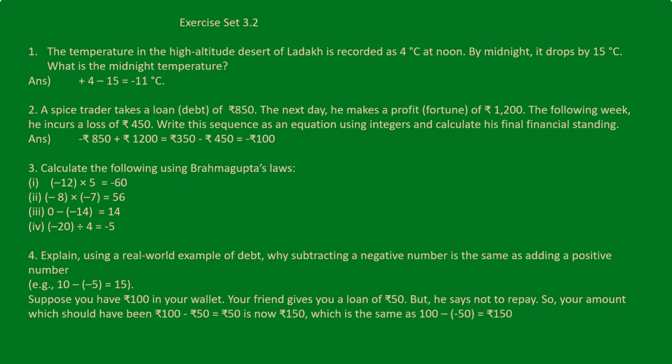Sum number 4, explain using a real world example of debt that subtracting a negative number is the same as adding a positive number. 10 minus of minus 5 is 15. That's what they want to prove.